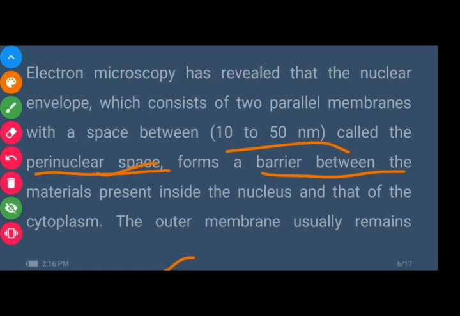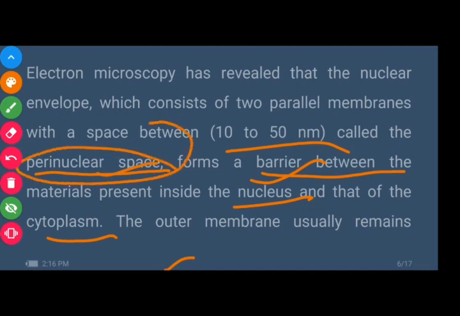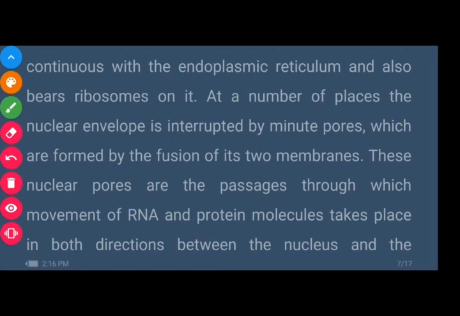It forms a barrier, a hurdle, for the materials present inside the nucleus and outside the nucleus, in the cytoplasm. It does not let materials transfer from outside to inside the nucleus or from inside to outside the nucleus, and that's why it acts as a barrier. The perinuclear space. The outer membrane usually remains continuous with the endoplasmic reticulum.